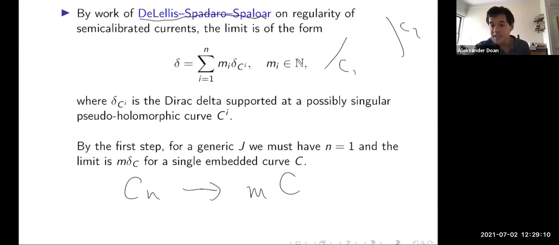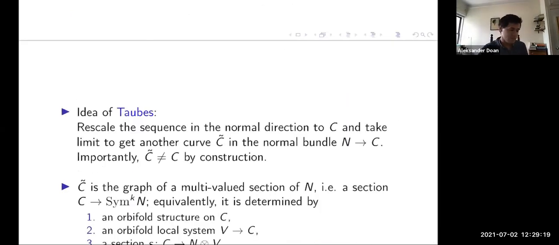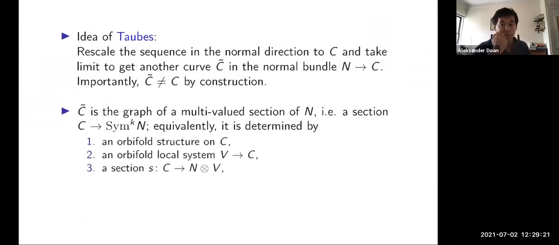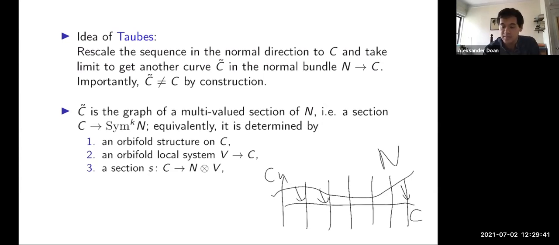So we want to further analyze this collapse. How can it happen that we have a sequence of curves which converges as currents to M times C? So here is an idea of Taubes. Since we assume that J is generic, this limiting curve C is smooth. So it has a normal bundle, N. So you can think of it that we have this sequence Cn, which gets closer and closer to the 0 section in the normal bundle.